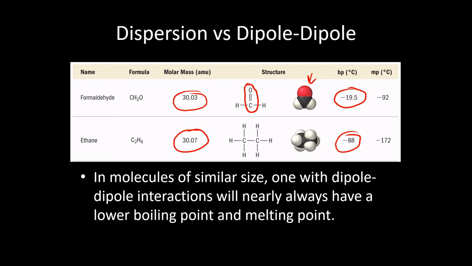We're not saying formaldehyde is difficult to boil. That's obviously not true. Like, it's very easy to boil. It would be difficult to keep it liquid, actually. But relative to the ethane, it boils very easily. So, if everything else is held relatively the same, if one thing has dipole-dipole interactions and the other one doesn't, the thing that has dipole-dipole interactions is going to be much more difficult to boil, much more difficult to melt, because there's a lot stronger interactions between the molecules holding them together.